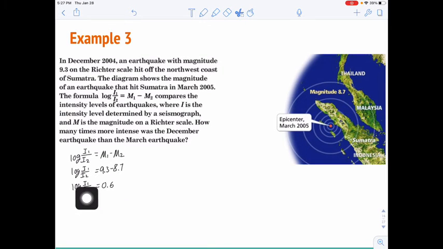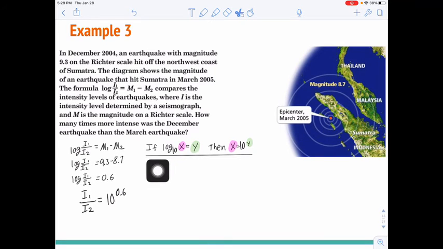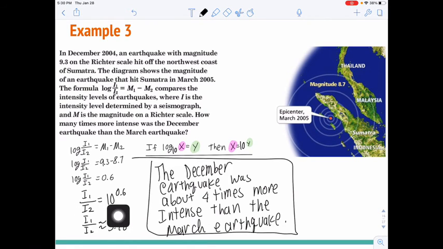To find just I1 divided by I2, we can apply the definition of the common logarithm. Using the definition of the common logarithm, if log base 10 of x equals y, then x equals 10 to the y power. Here we have log base 10 of I1 divided by I2 equals 0.6, so we can rewrite this as I1 divided by I2 equals 10 to the 0.6 power. If you plug 10 to the 0.6 power into a calculator, you get about 3.98. Therefore, the December earthquake was about 4 times more intense than the March earthquake.